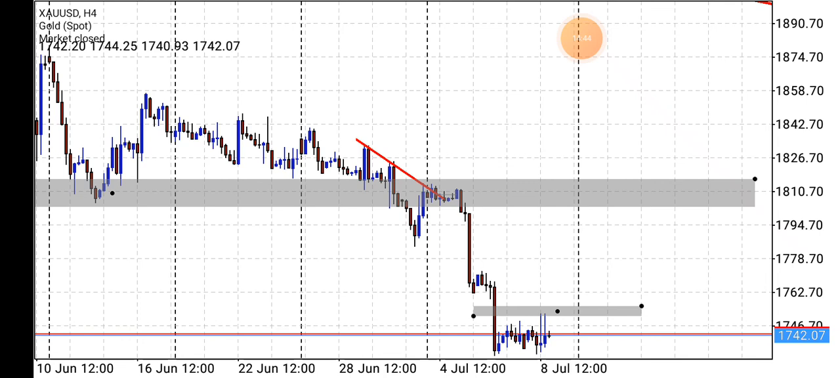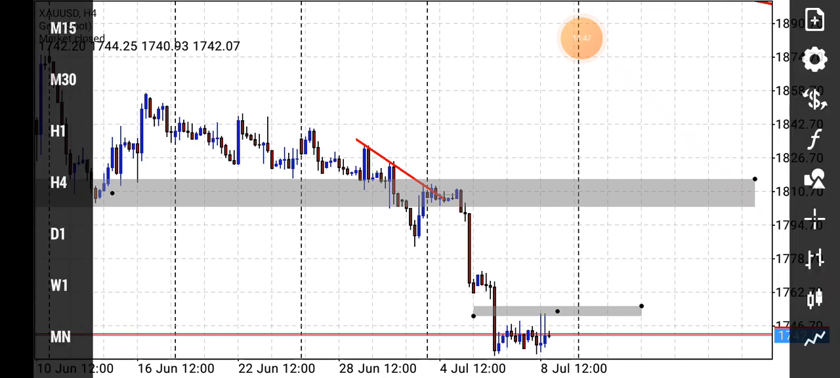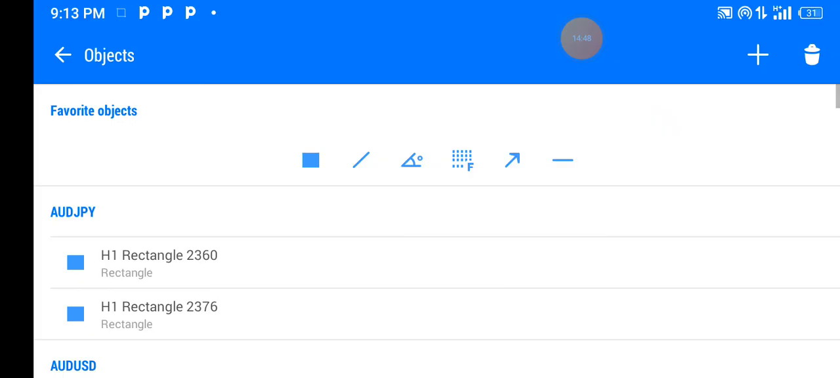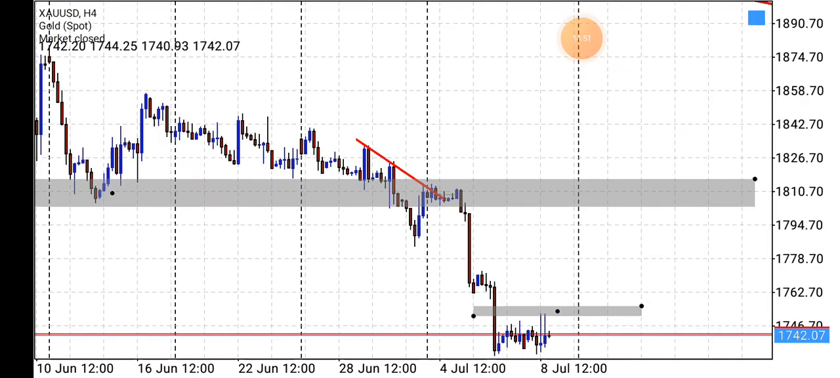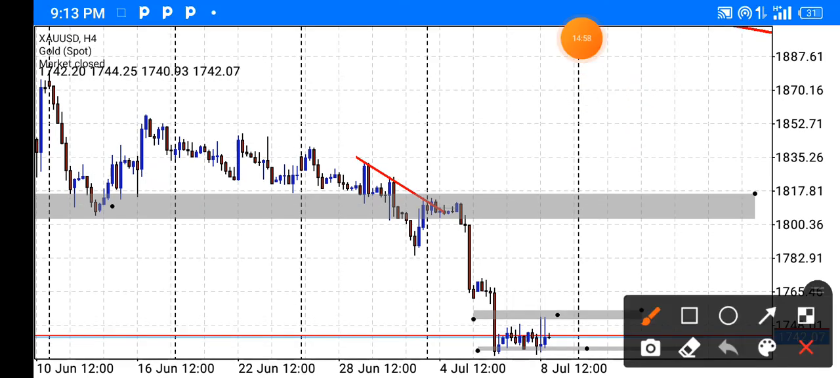So we have seen gold selling for a long period of time now. Let's see what is going to happen. What I'm seeing from gold for this week is that I'm not actually having anything to do on gold, because it is in a range now.